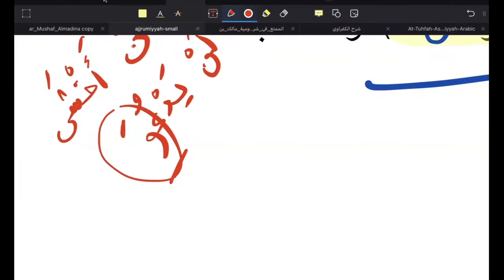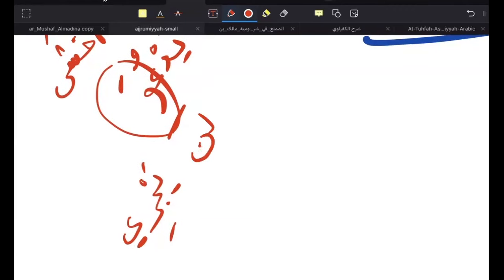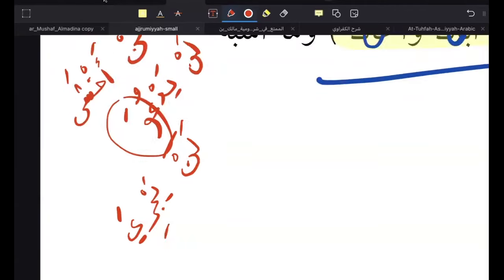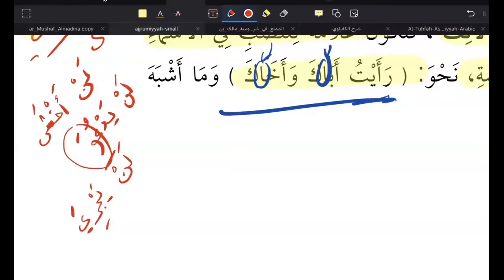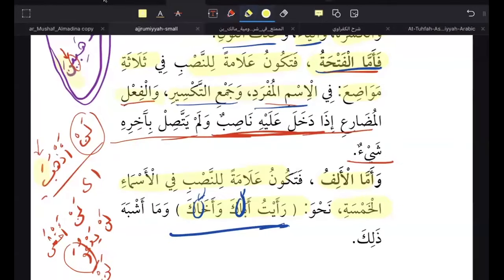And also same thing would be for a verb that is ending with ya. So for example, yajri. Yajri means to run. So you can say lan yajri, he will not run. You can put a fatha on the ya, no problem. So when it comes to mansub state, fatha is not a problem for the waw and ya, but alif is always a problem because alif cannot take any haraka. Is it clear, guys?